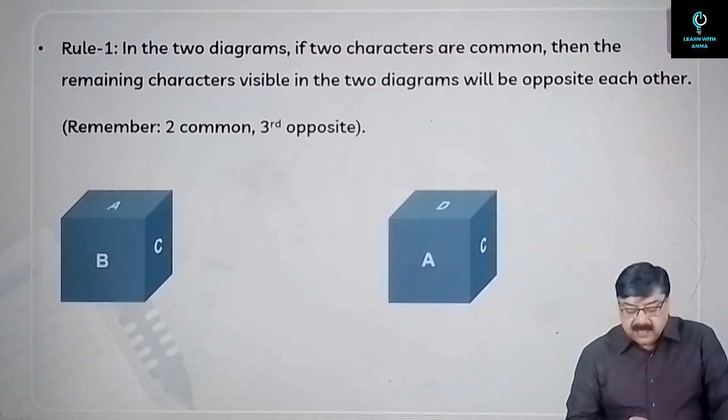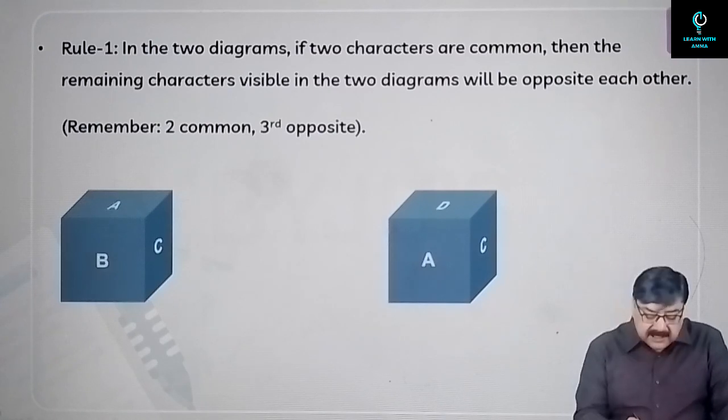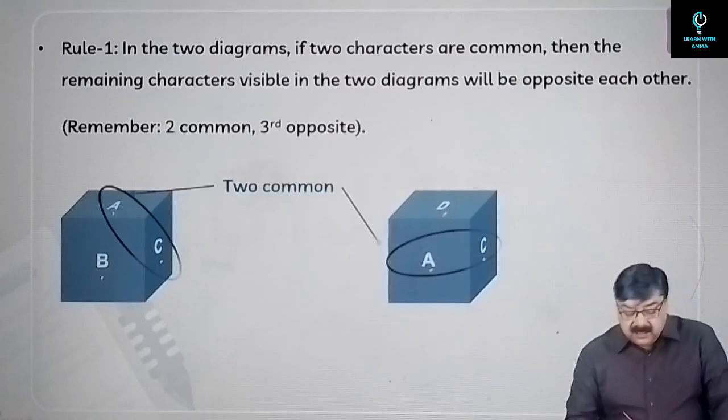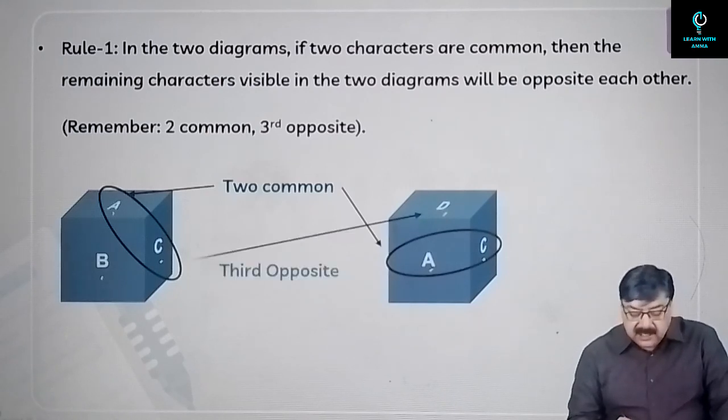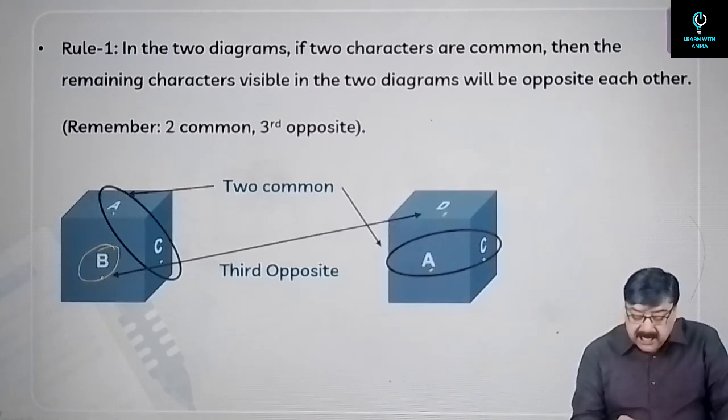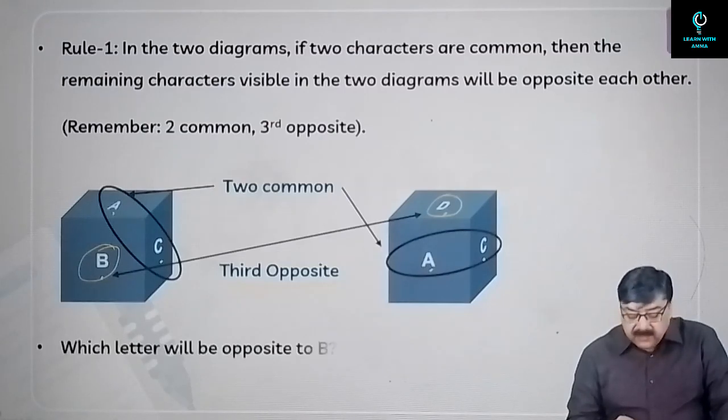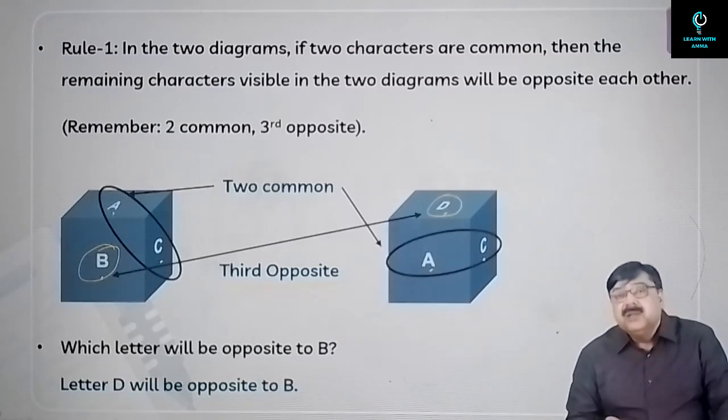So we are taking another example. So you see two situations of a dice, and this time letters are inscribed on this dice. Letters A, B and C. Letters D, A and C. Now once again, there are two letters which are common to each other, A and C. So in that case, the remaining letters on the two dice, that is letter B and letter D, will be opposite to each other. So if you are asked which letter will be opposite to B, you know that letter D will be opposite to B.